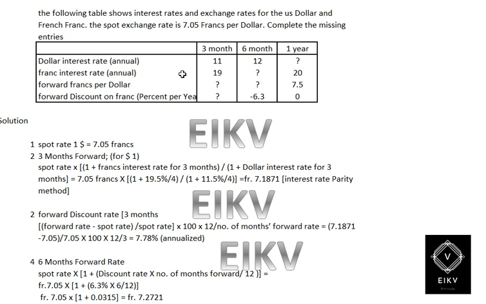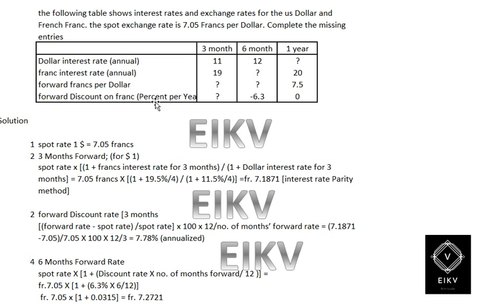Next one, France interest rate. It would be 19% for 3 months, and there will be a blank, and then for 1 year it would be 20%. In the same way, the dollar interest rate would be for 3 months 11%, and for 6 months 12%, and for 1 year it is nil. So we need to fill this column. In the same way, the third one would be forward France per dollar. So forward France per dollar for 3 months it would be nil, for 6 months it would be nil, and for 1 year it would be 7.5%.